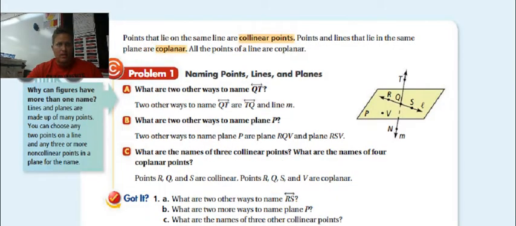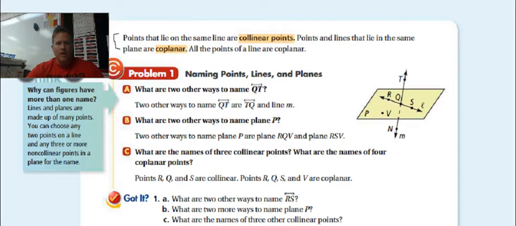Alright, the next thing that we're going to write down is these 2 sentences right here. Really important, we're going to talk about collinear points. So collinear points go through the same line. If you look right here, here's a line, and there are 3 points on the line, R, Q, and S. Those 3 points we say are collinear. They're all on this same line that we have right there.